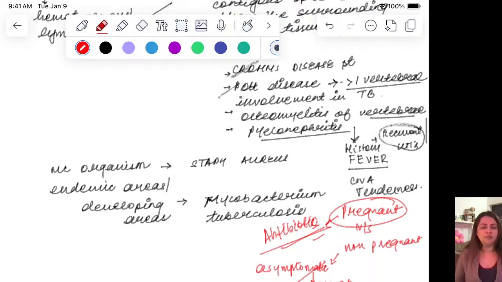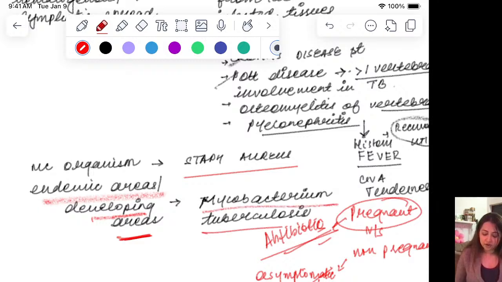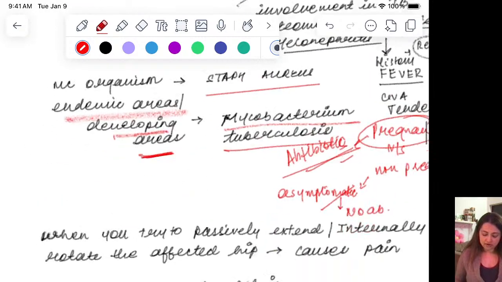So what is the most common organism overall when you talk about a Psoas abscess? Not particularly talking about a situation where the patient could be a recent immigrant, just like we talked here. Overall, the most common organism is Staph aureus, okay? Or when you talk about the endemic or the developing areas, for example, India, we have a lot of burden of tuberculosis here. So Mycobacterium tuberculosis is actually the main organism that is associated with the Psoas abscess, right?